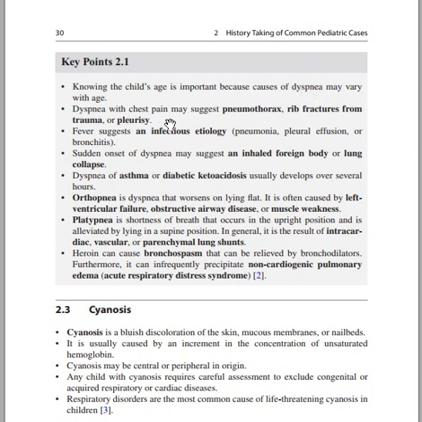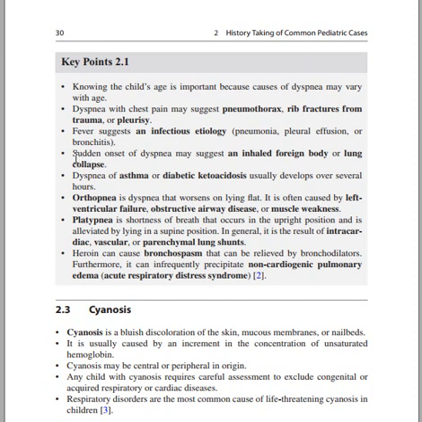Dyspnea with chest pain may suggest pneumothorax, may suggest a rib fracture from trauma, or pleurisy. So if I have difficulty in breathing and then I have chest pain, I think of pneumothorax, I think of rib fracture if there is trauma, and then I think of pleurisy. If there is fever with dyspnea, I should think of an infectious origin like pneumonia, a pleural effusion, or I think of a bronchitis, respiratory bronchitis.